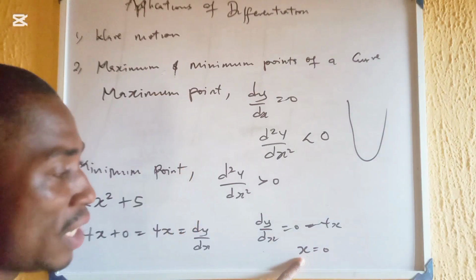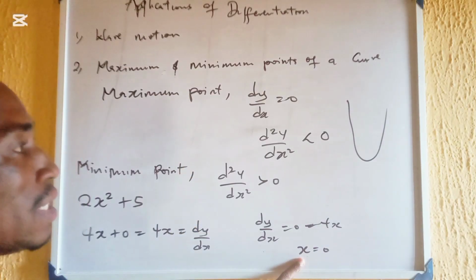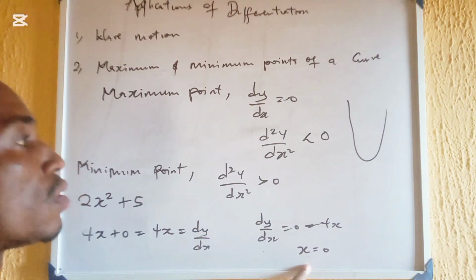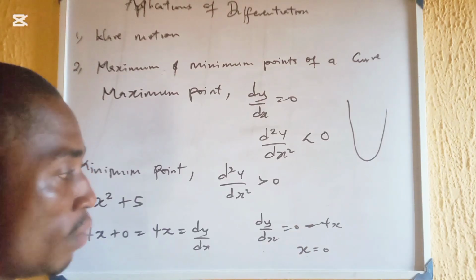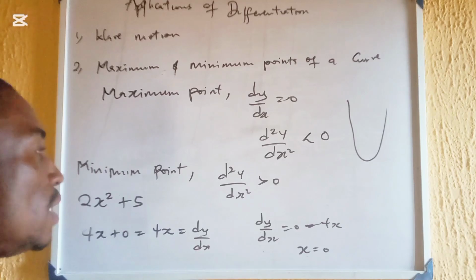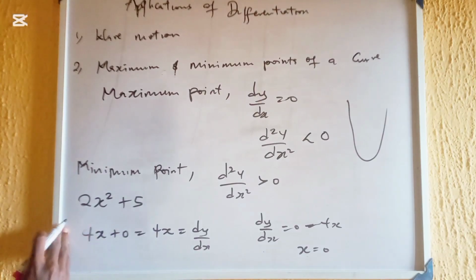Now, this answer implies that the minimum or maximum point is at x equal to 0. That's at the origin. But we are still not sure if it is a minimum or maximum. In that case, we take the second derivative for this function.